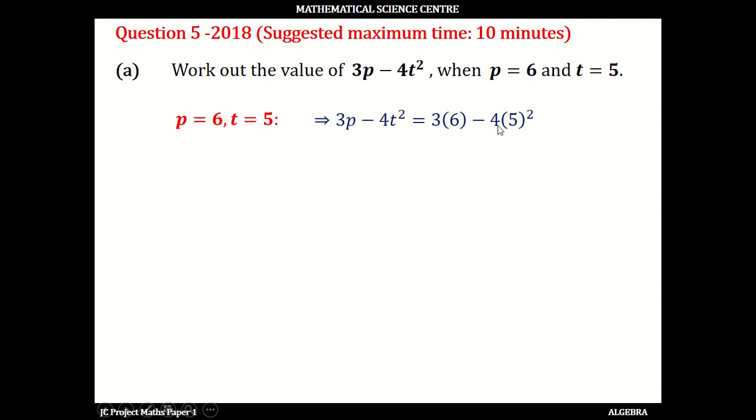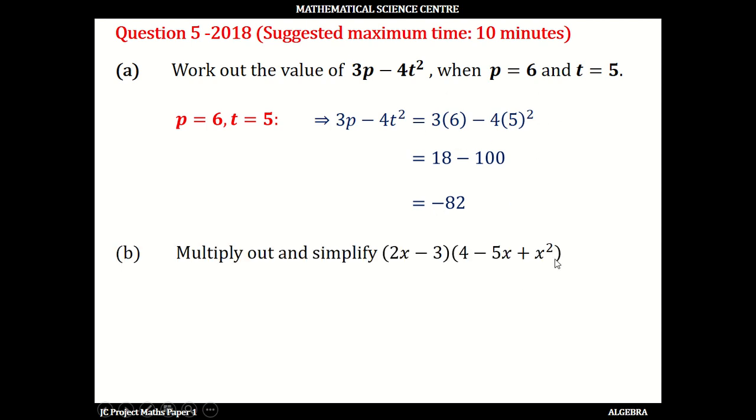Now when you've got minus 4 times 5 squared, you always deal with powers before you do multiplication or division. So 5 squared is 25. When you multiply that with the minus 4, that's going to give minus 100. So this gives 18 minus 100, which is minus 82. Now, if you put that into your calculator exactly like that, your calculator will give you minus 82.